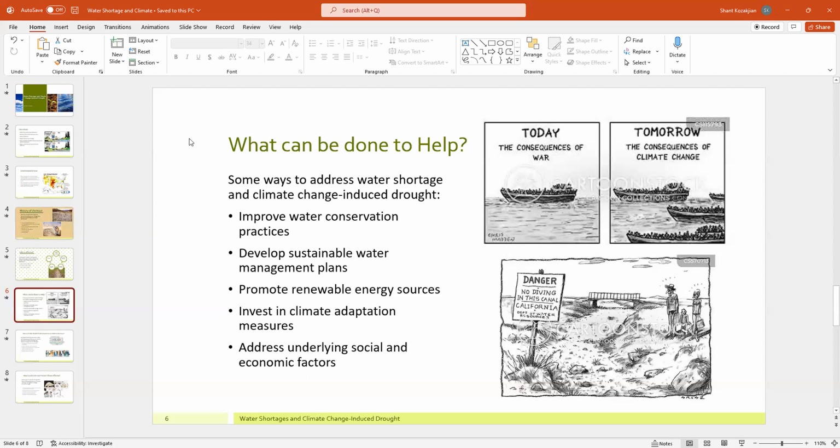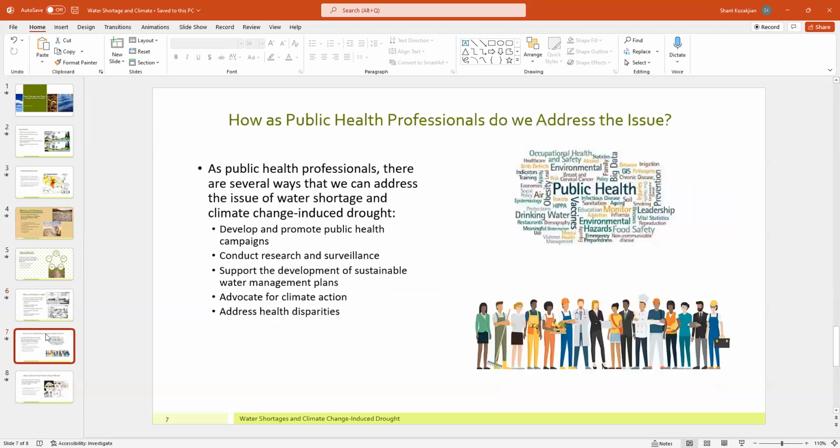Finally, address underlying social and economic factors. This can include things like poverty reduction, improving access to education and healthcare, and addressing issues of social inequality. So as healthcare professionals, what can we do? We need to develop and promote public health campaigns.